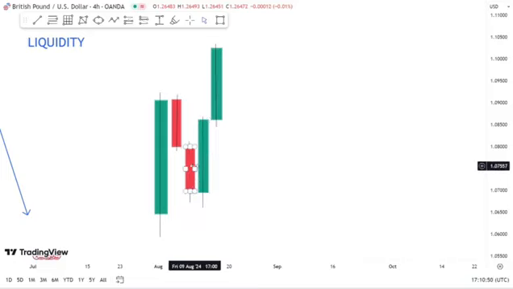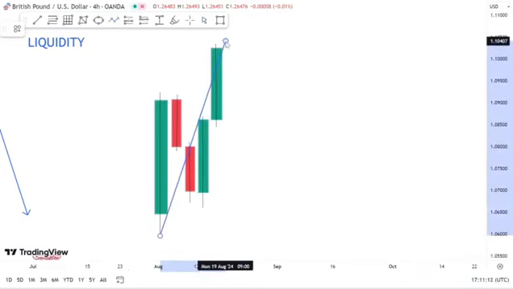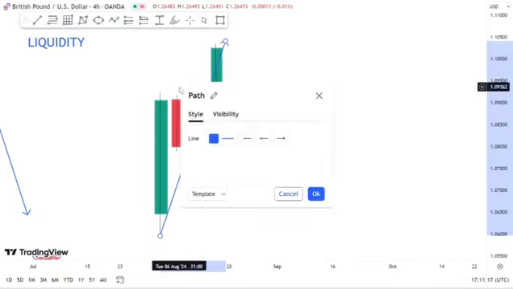therefore making them structurally irrelevant in SMC. They did take time to form, of course, depending on the time frame you're on. They took the full amount of time to form, but they're structurally irrelevant to SMC traders, which means this is not a pullback. It's not a pullback. If you were to draw the flow of liquidity, it would simply be a straight line going all the way up, right?